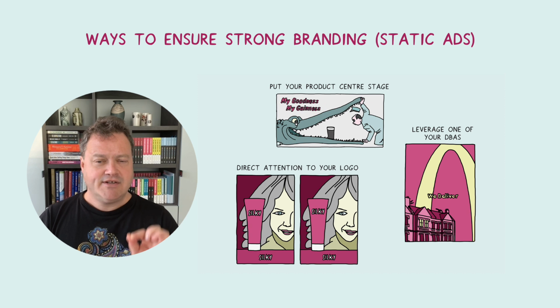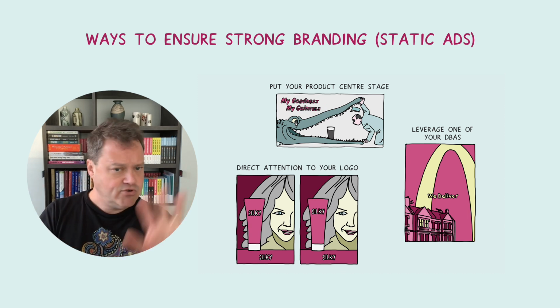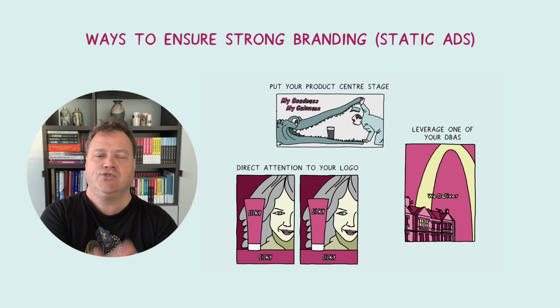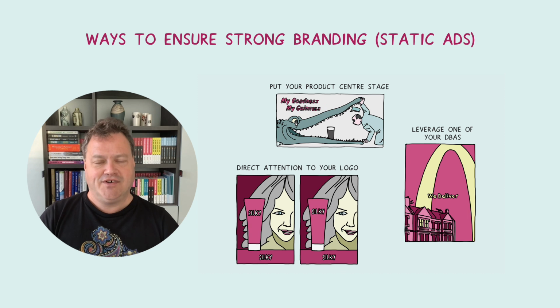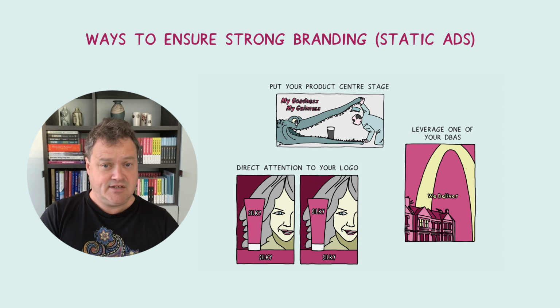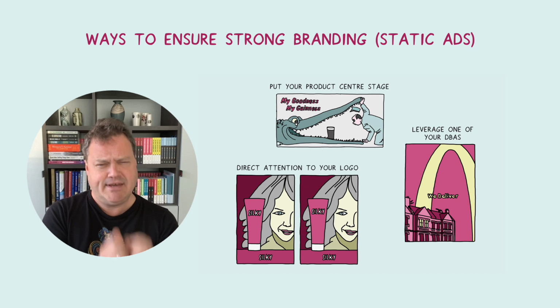The good news is there are techniques you can use to ensure that people do remember your brand from the advertising. For example, in static advertising, there are ways to ensure that you draw attention to the brand, for example, through the layout of the advertising or through how the headline draws people's attention to the brand. Also, there are little techniques like the fact that people tend to look at where people are looking, so you can use that to your advantage in your advertising. Or, of course, you can use established DBAs, distinctive brand assets, that represent your brand and can be used in advertising to make sure people remember it.